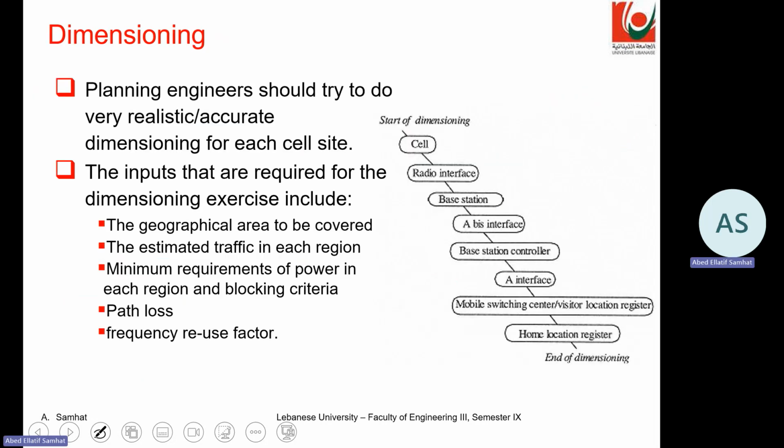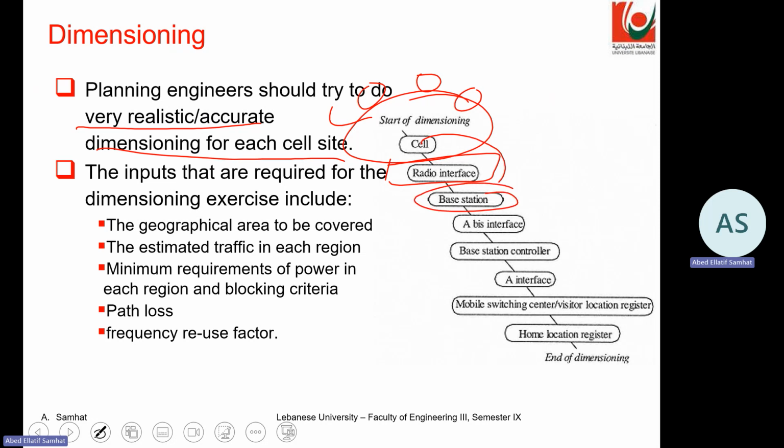So typically, the planning engineer should try to do very realistic, accurate dimensioning for each cell site. So we'll start with the cell site dimensioning, and after that, when having the number of cells, we can then dimension the radio interface to achieve the communication and the connection between the cells and the base station. And typically, this radio interface will be in terms of the number of channels that are required in order to support the required capacity. Okay, we will see this also in several exercises.